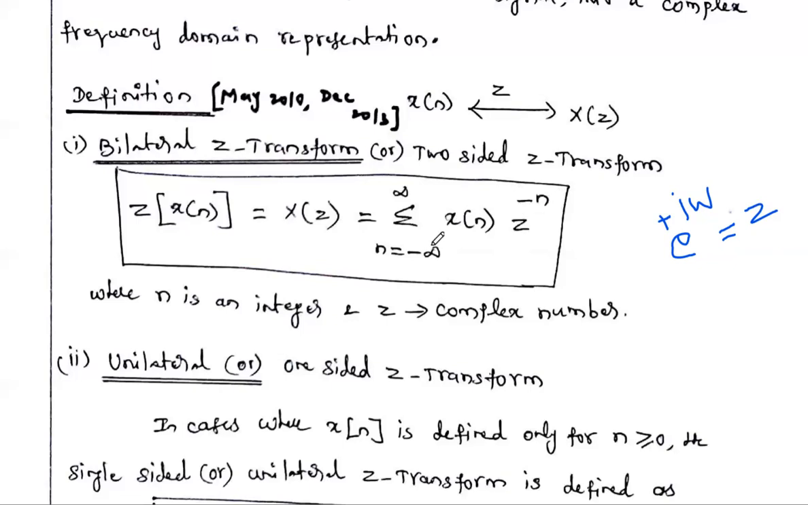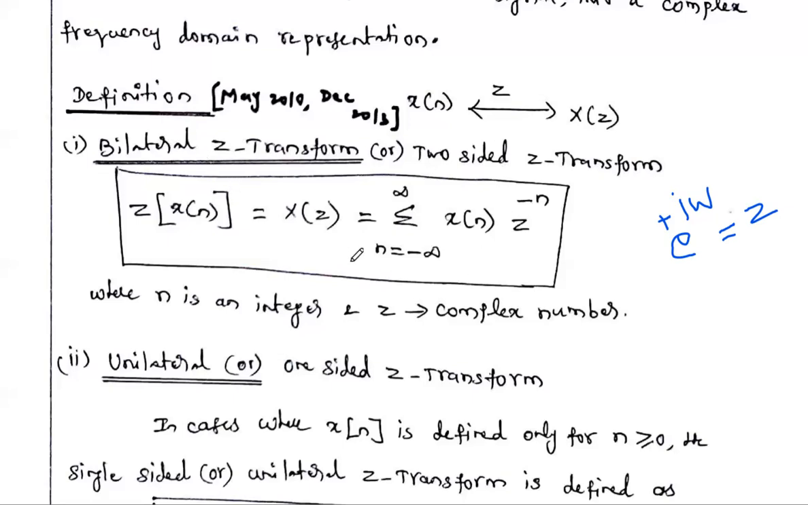Here the summation limit is from n equal to minus infinity to infinity. For the entire time duration, from negative time minus infinity to infinity, we are calculating this Z transform. That's why it is called the two-sided Z transform. Both sided: for negative values of time and for positive values of time, we are calculating. The other name of this two-sided Z transform is the bilateral Z transform.